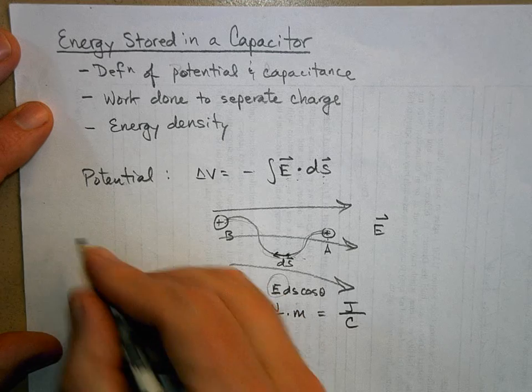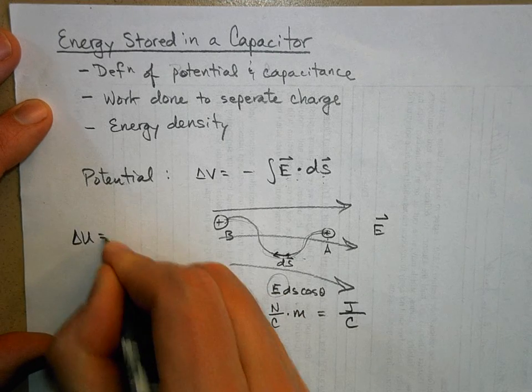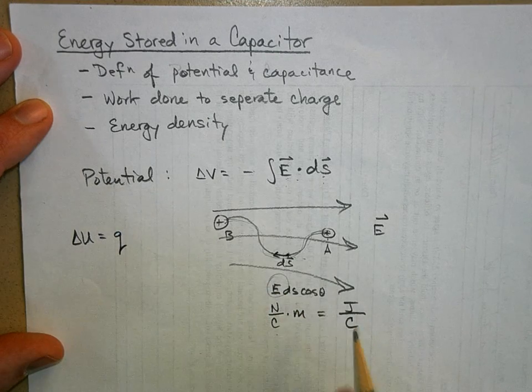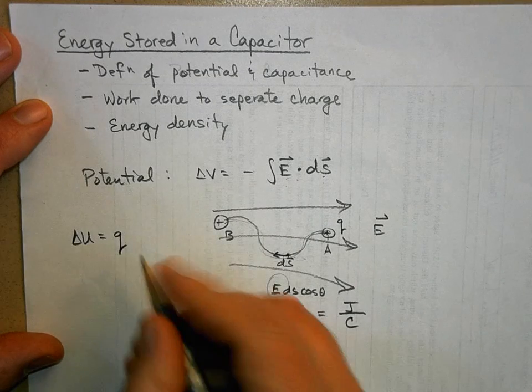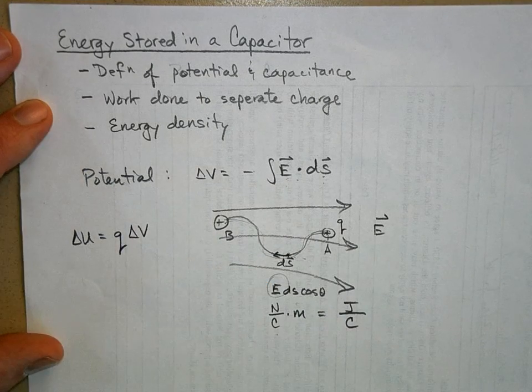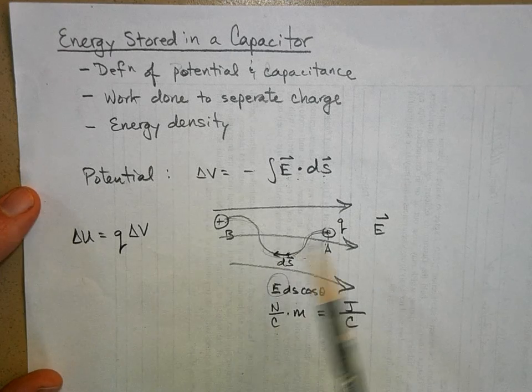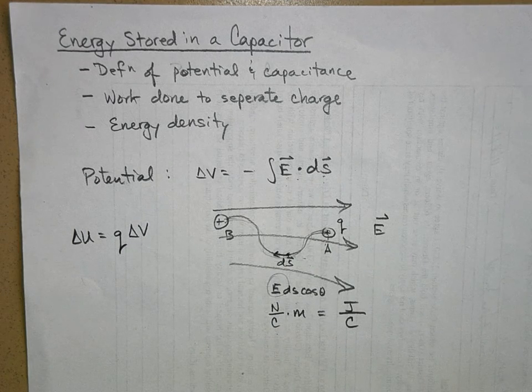So to do that, we'll just say, well, delta U is just equal to whatever charge I have on my test charge right here times the voltage difference between A and B. And that'll be the energy that is stored up. And that's really what I want to know. That's the question I want to answer, is how much energy in joules is stored up in a capacitor that's charged up.